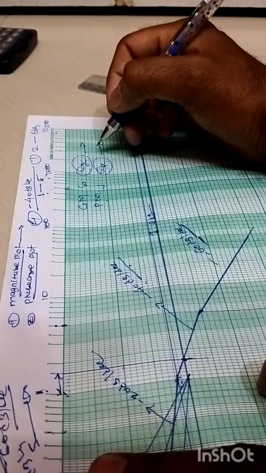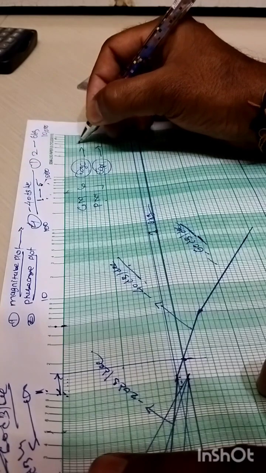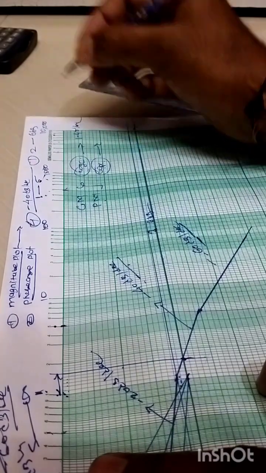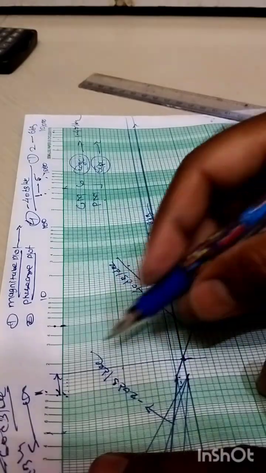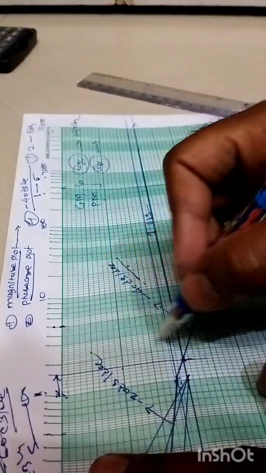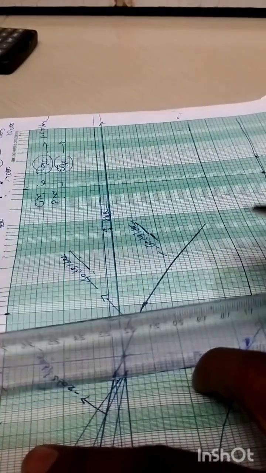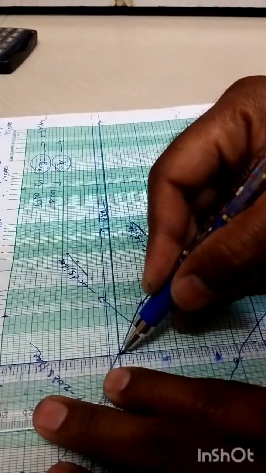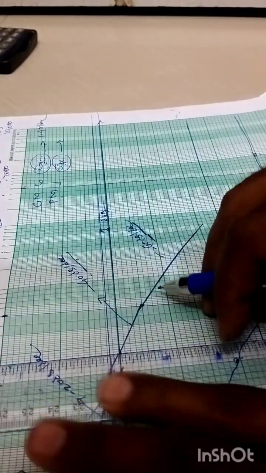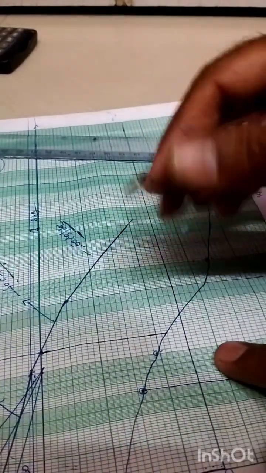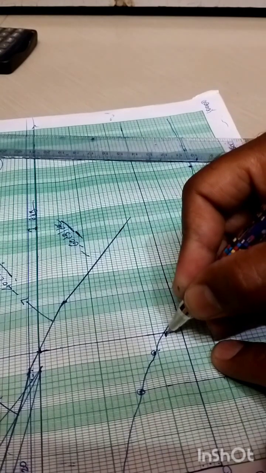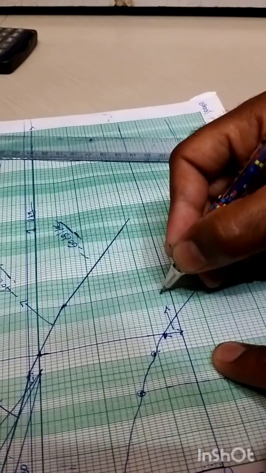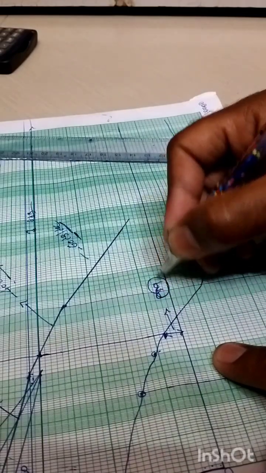So the gain crossover frequency is 1.4 radian per second, right? How much is it? It is 1.4 radian per second. And if I project this frequency towards this magnitude plot like this, right? So this particular distance will give you the phase margin.